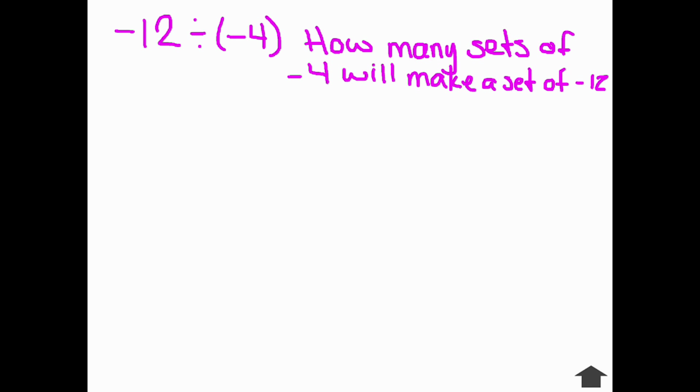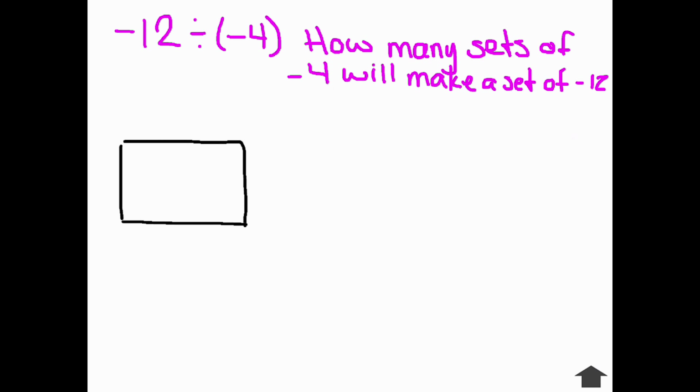Our final example, negative 12 divided by negative 4. Remember, I'm putting that negative 4 in parentheses just to distinguish it as keeping the negative and the 4 together and separate from that division sign. The expression is asking how many sets of -4 will make a set of -12. Let's use the integer tiles again.